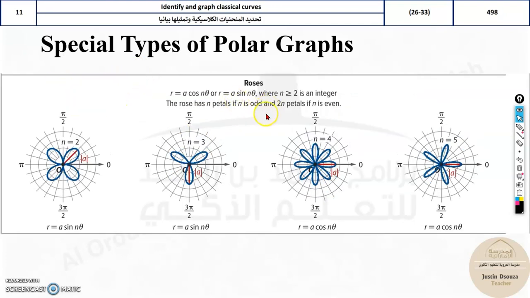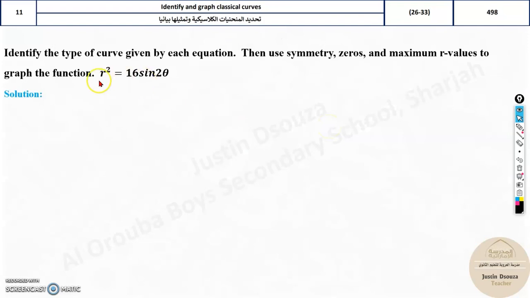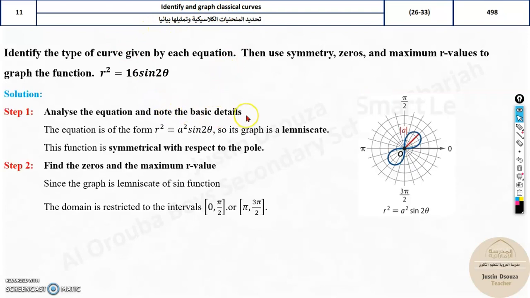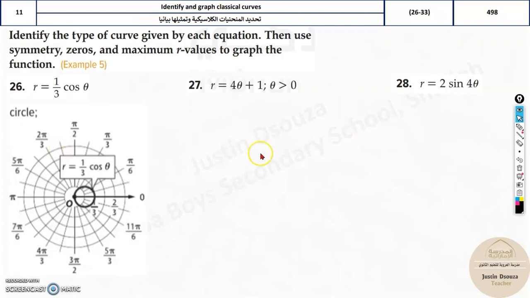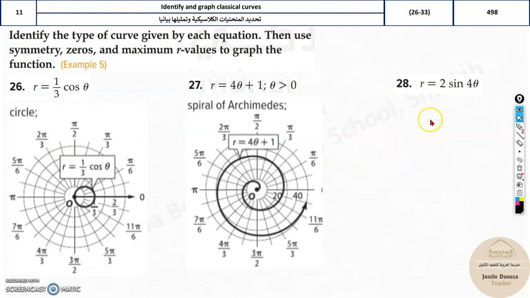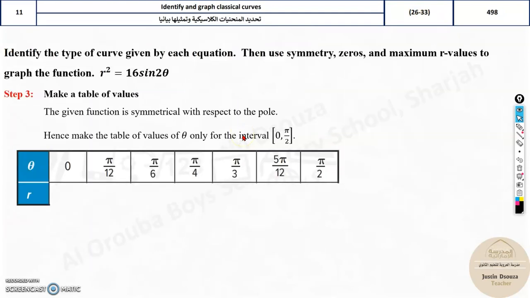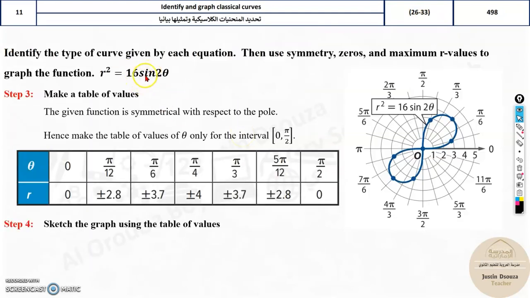Once you understand all the standard forms, just look into the question. They will ask you a question like this. You need to identify the curve by each equation, symmetry, zeros and all that. But generally, they're asking for graphing in the exam. One second, let me just go over here. They ask you for graphs like this in your exam scheme question. So looking at this, you can easily find the graph.